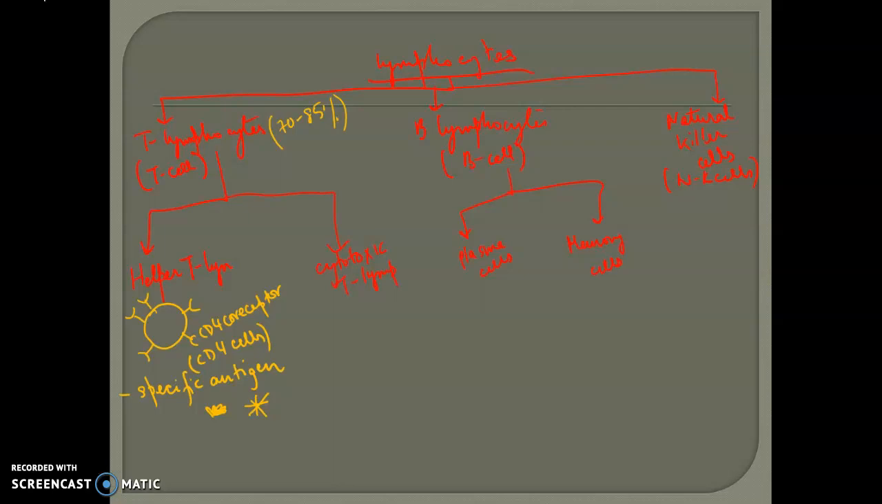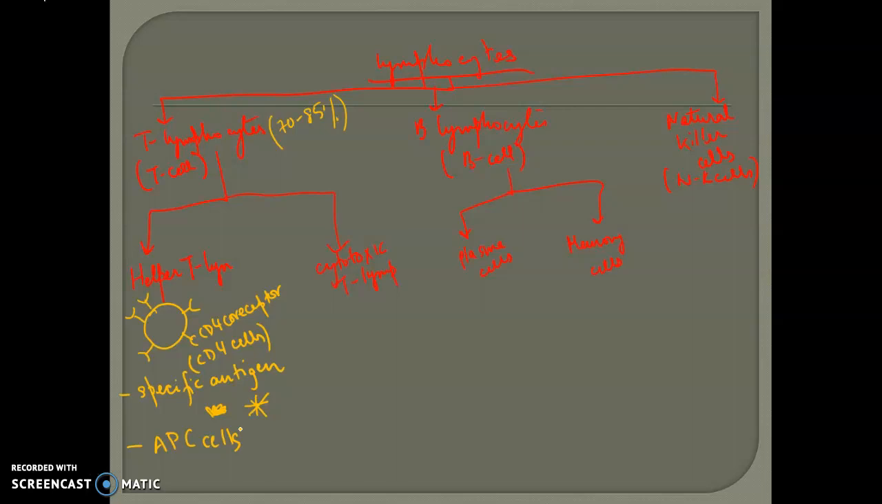The helper T lymphocytes also present these antigens to other lymphatic cells. So they work as antigen presenting cells. As I mentioned before, they find some foreign material, they grab it, they don't kill it. They just take it to other immune cells and present it to them, telling them, I found this, do what you want to do.